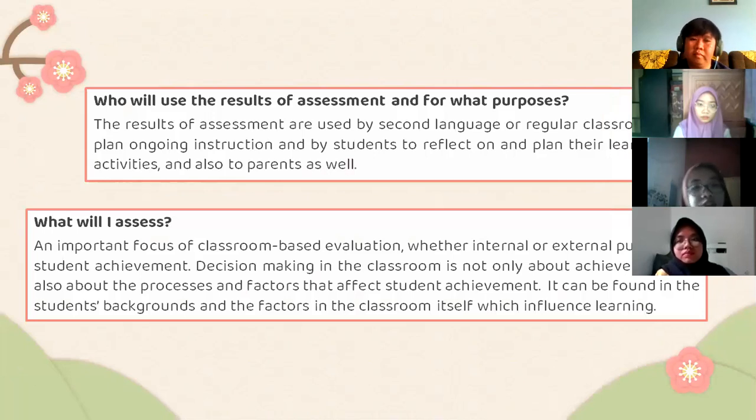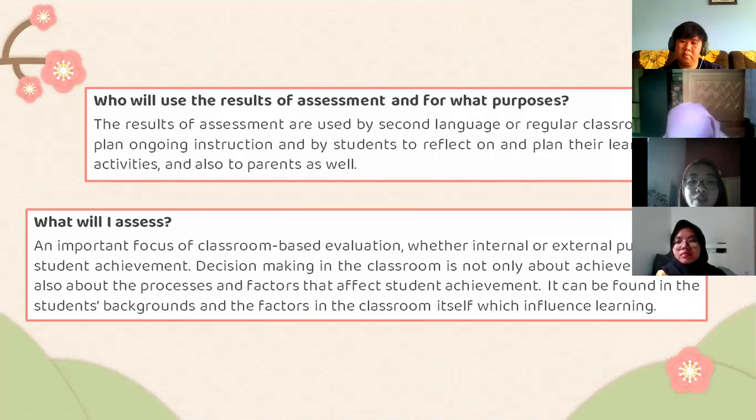So, who will use the result of assessment and for what purposes? The result of assessment can be used by different people for different purposes. Usually in the classroom context, the results of assessment are used by second language or regular classroom teachers to plan ongoing instruction, by the students to reflect on and plan their learning and study activities, and also by the parents as well.